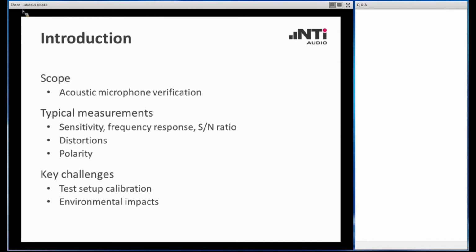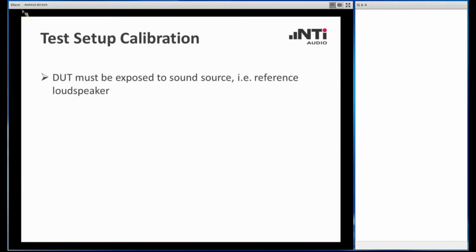Coming to the key challenges, there are actually two of them. First of all, the calibration of the test setup, which is always challenging in an acoustical environment, and followed by the environmental impacts and the elimination of these impacts. These are the two key challenges we are going to face, and we have to find solutions for them. And I will now dig deeper into these two topics, explain them to you and provide some solutions. Let's start with the test setup calibration.